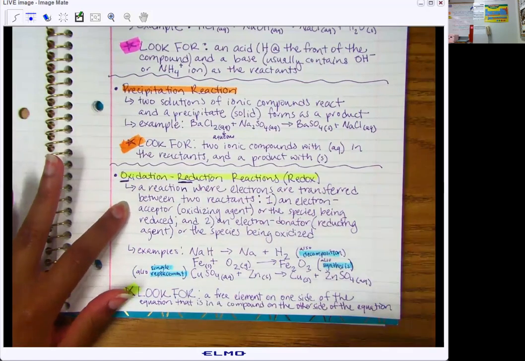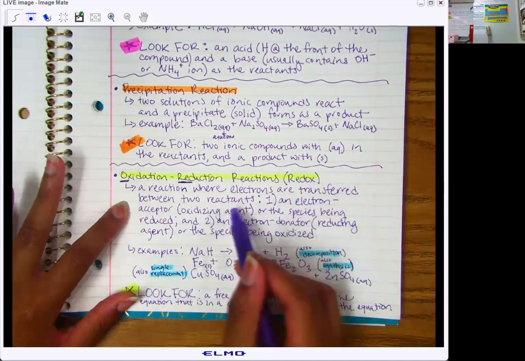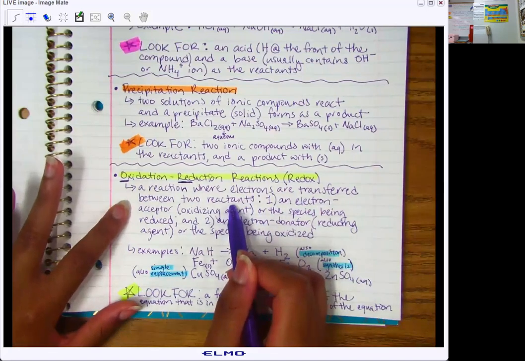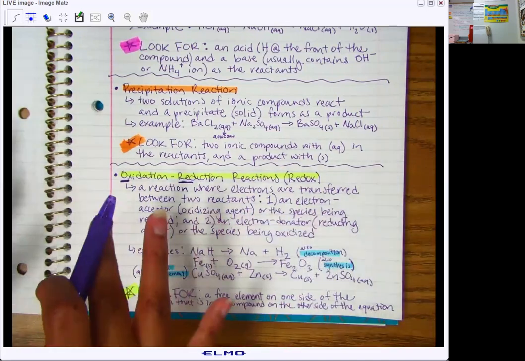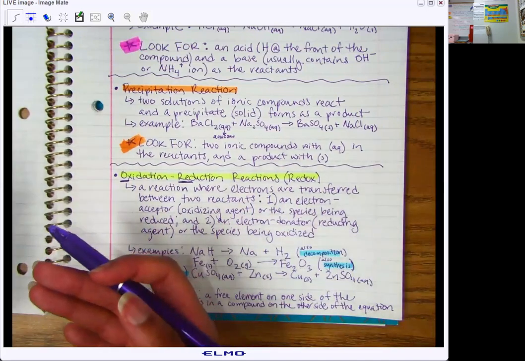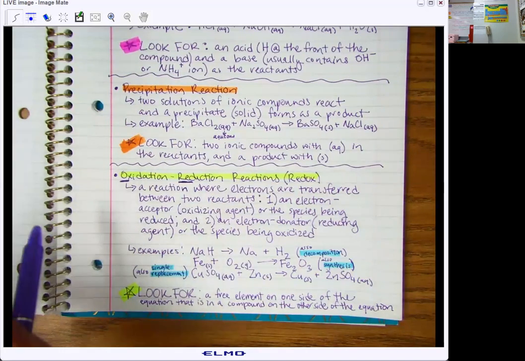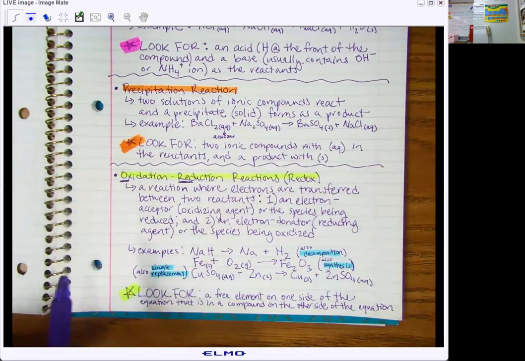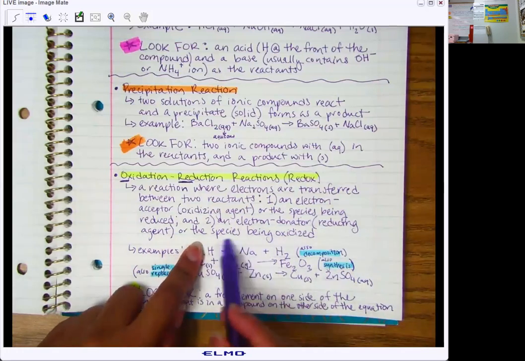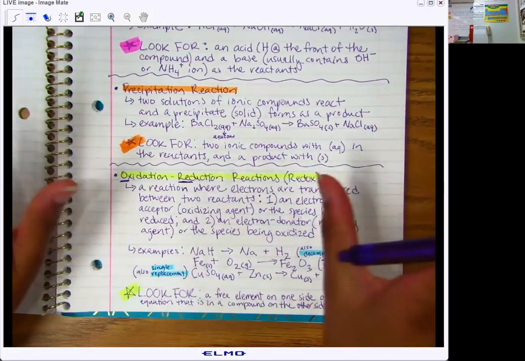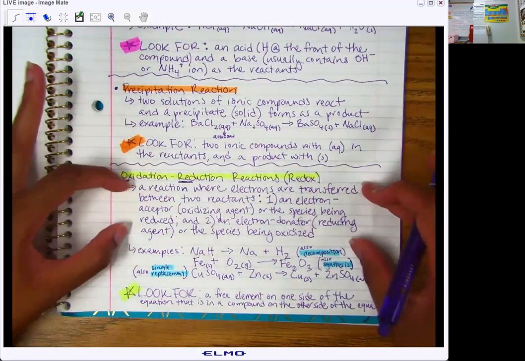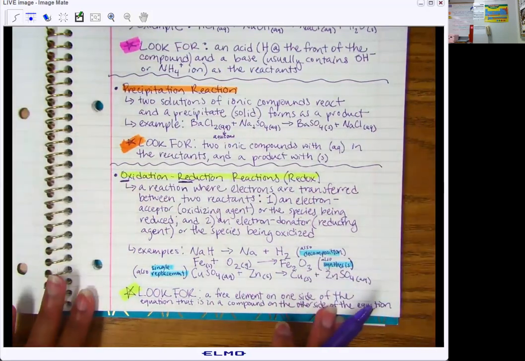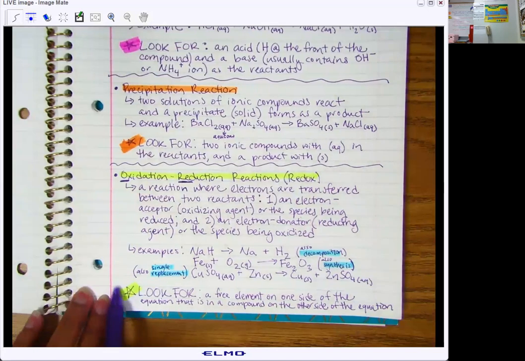So what's happening here is that there's a transfer of electrons between the two reactants taking place. One of the reactants, or one of the elements, we could call an electron acceptor, which is an oxidizing agent, or the element or compound that is being reduced. And then the other reactant is an electron donor. It's the reducing agent, or the species that's being oxidized. That's a lot of information. Like I said, this is as concise as I could make it. But the big look-fors here, we've got a couple of examples and we've got our look-fors.